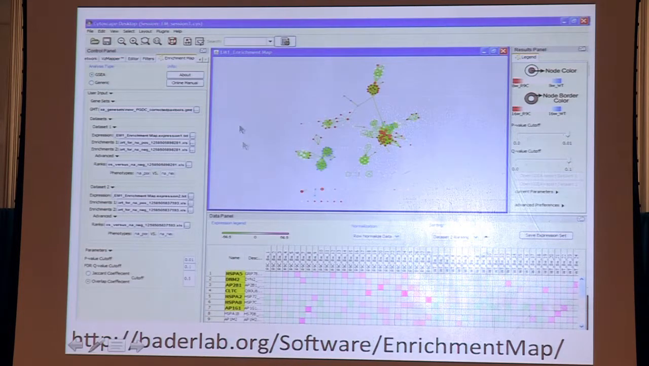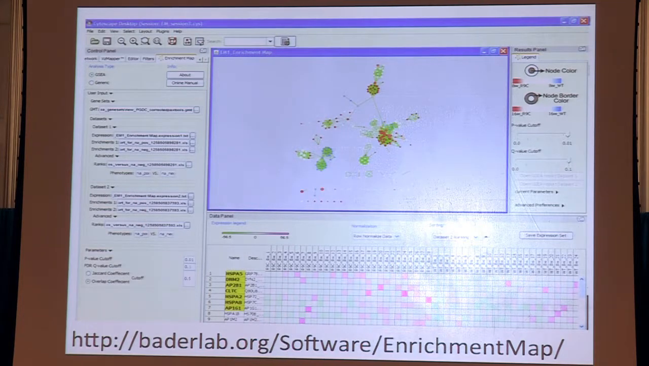Okay, so Enrichment Map, I have a couple more examples to show you, but I just wanted to talk about the software itself. Enrichment Map is freely available software implemented as a Cytoscape plugin. People who are in the workshop learned about Cytoscape yesterday. Cytoscape is free software for network visualization and analysis, for the people that weren't here yesterday.